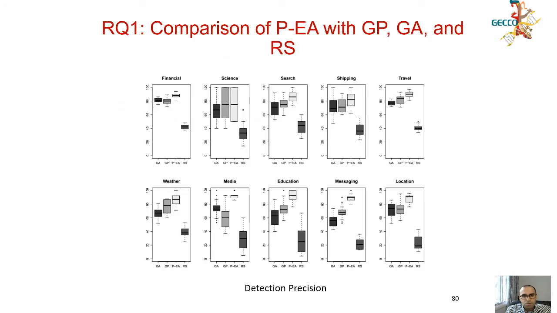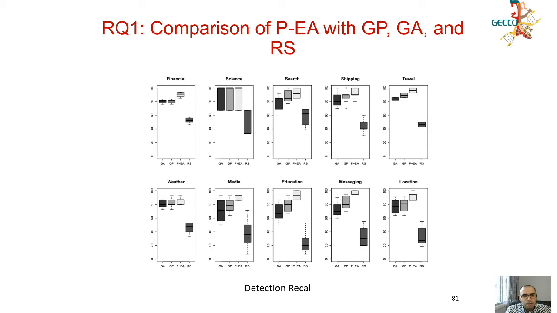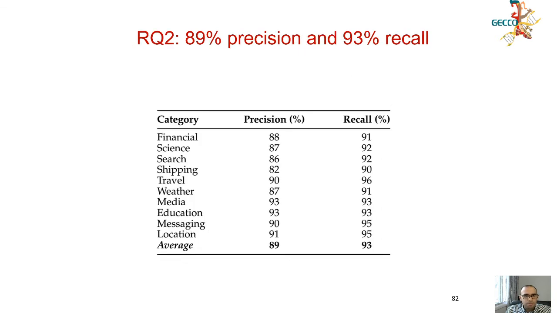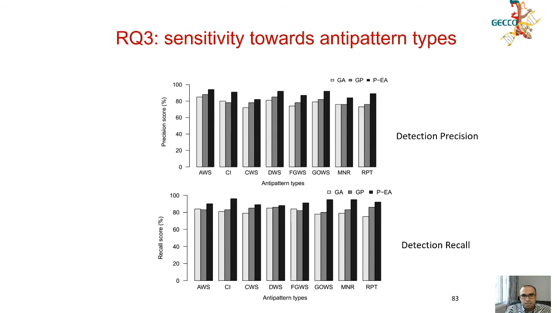So the precision results show here that PEA, which is our approach, achieves the highest performance in almost all the considered categories of web services. Similar findings are achieved also in terms of recall. We can see that our approach is either better or equal to the state-of-the-art approaches in terms of the different categories of web services. As a summary of the obtained results, we found that our approach achieves 89% precision and 93% recall among all the different web services, which are quite good results.